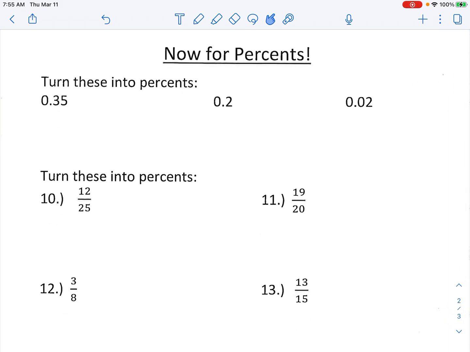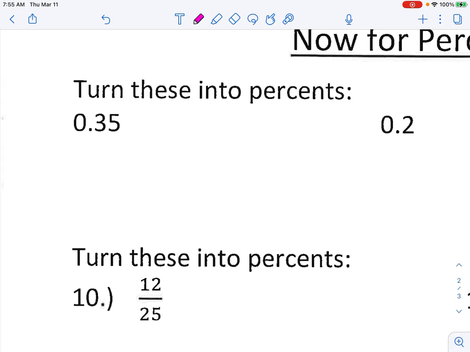Okay, so let's go to page 2. So now for percents. Turn these into percents. So the first one is red, 0 and 35 hundredths. All you have to do is move that decimal twice to the right. 0 and 35 hundredths is equal to 35%.